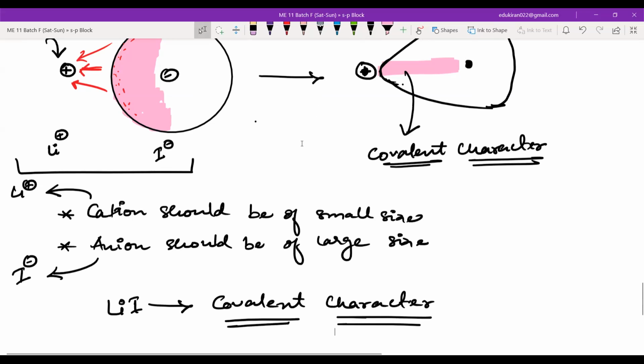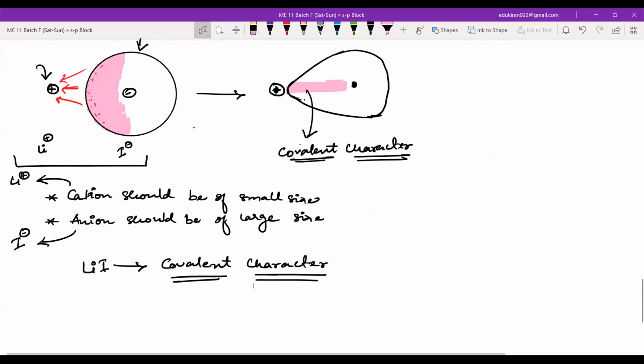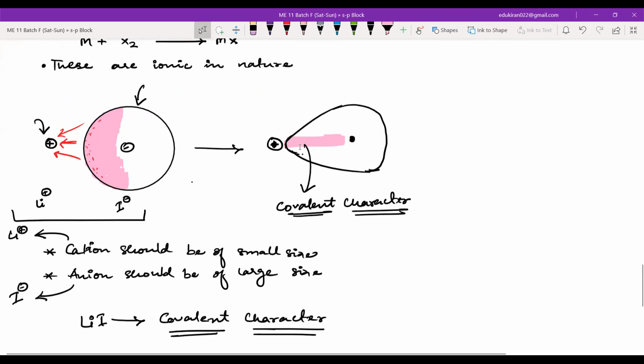All of you, did you understand this concept of covalent character in ionic bonds? Yes or no? Tell me. Yes or no, guys? Yes. Okay. So these are the main points in your group 1 elements.